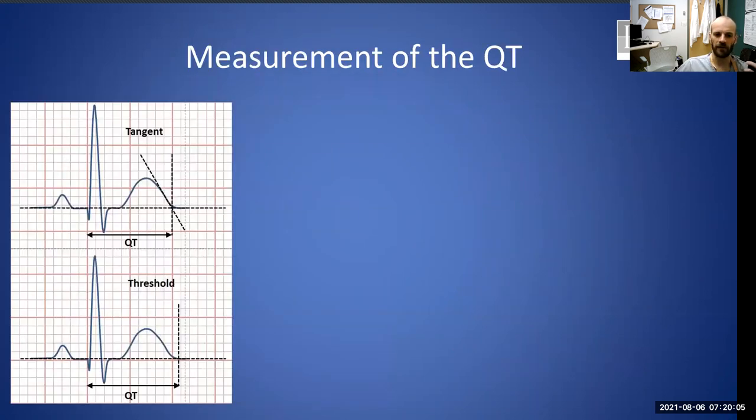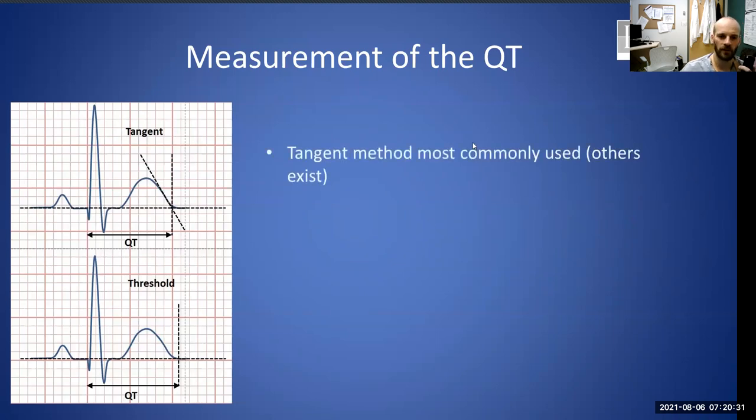So the cornerstone of how we're going to diagnose this condition is measuring the QT interval. Now, there are several ways that you can do this, but what we're going to focus on is the tangent method. There are arguments about which way is best, which way is most accurate, which way is most representative of the underlying pathophysiology. But for better or worse, the tangent method is the one that has been most widely adopted.